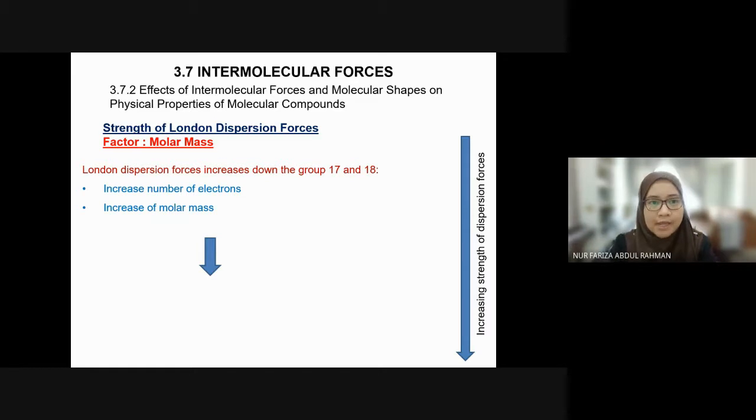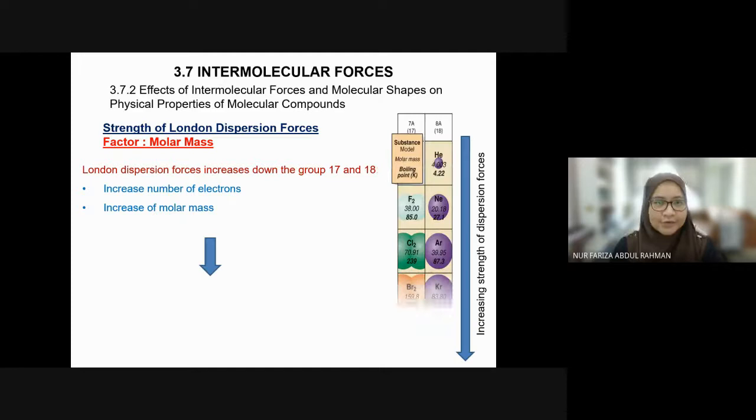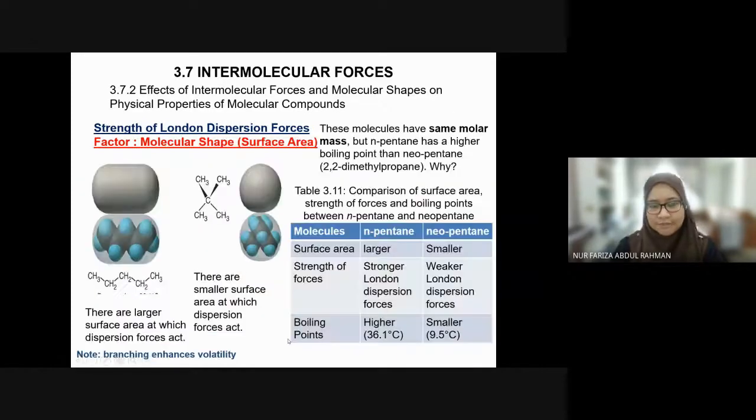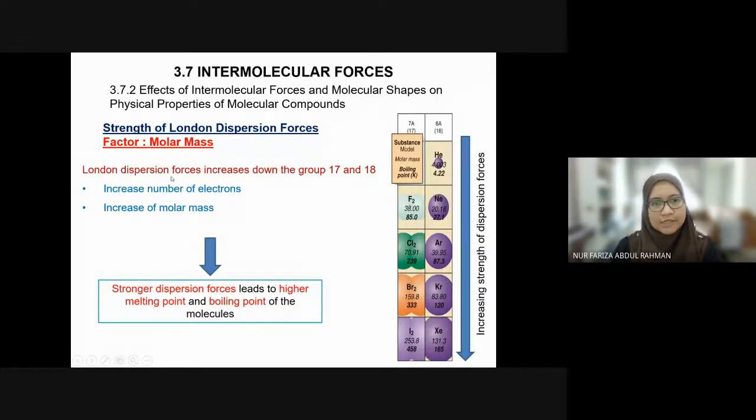So how do you compare? One of the factors is molar mass, so you compare in terms of molar mass. Okay, London dispersion forces. We have an example here. London dispersion forces increase down group 17 and 18. Example, we have group 17 and 18.